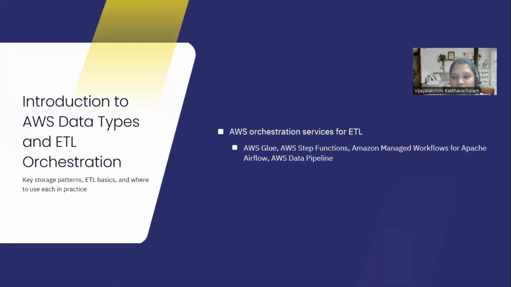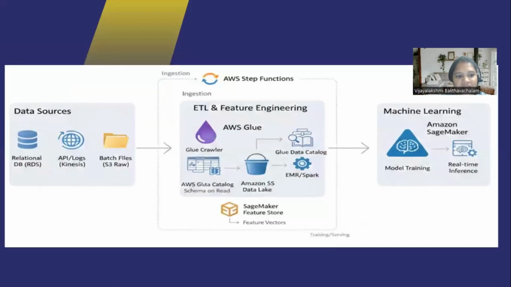So there are different orchestration services provided by AWS for ETL. Some of them are Glue, Step Functions, Managed Workflows for Apache Airflow, and Data Pipeline. Here is a simple representation of the ETL pipeline where we have the data from different data sources flow into this Step Functions where ETL and feature engineering happens, and then it is being consumed by the machine learning workloads.